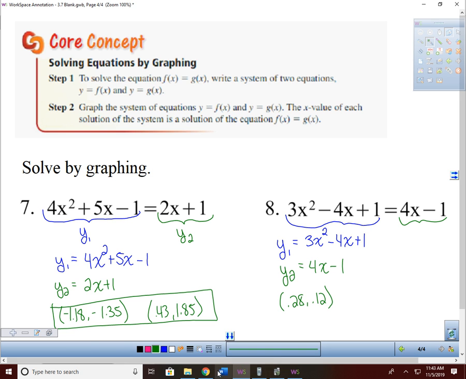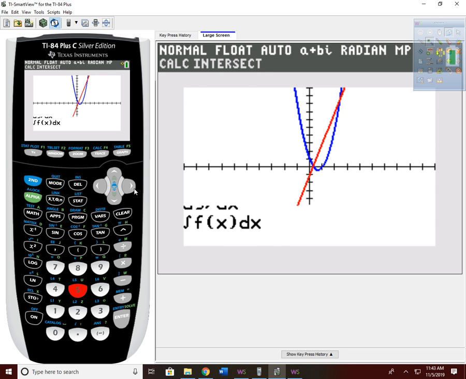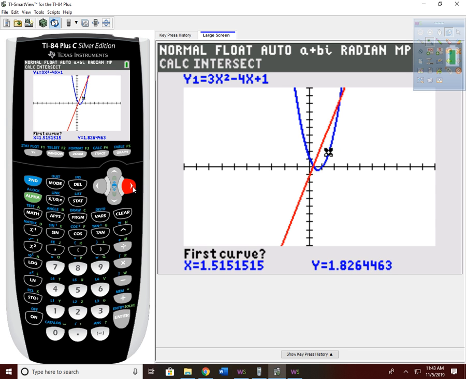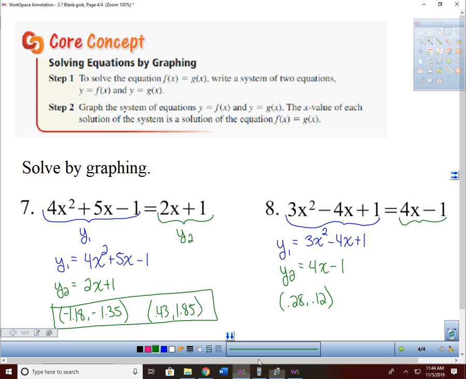Then we're going to have it find the other point of intersection. So back to the Calculate menu, option 5. Make sure that you arrow over and get really close to that point of intersection. So I'm on the blue line, I'm on the red line, and I want you to guess. Make sure that your little guy is right there on there. So I've got 2.39 and 8.55.